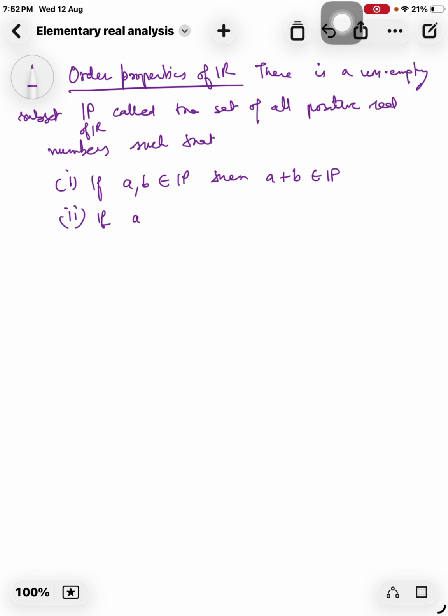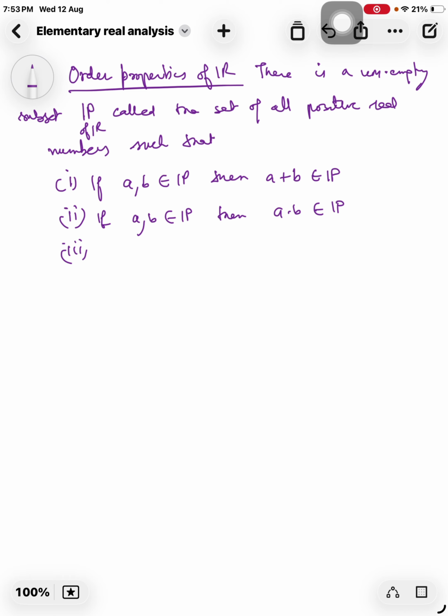The second property is, if A and B are elements of P, then their product, again the binary operation we already know, is also in P. So now we know that if you have two positive real numbers, then their sum is a positive real number. So this is matching the notion of positive numbers that we have, right? But in a way, this is the origin of the positive numbers.